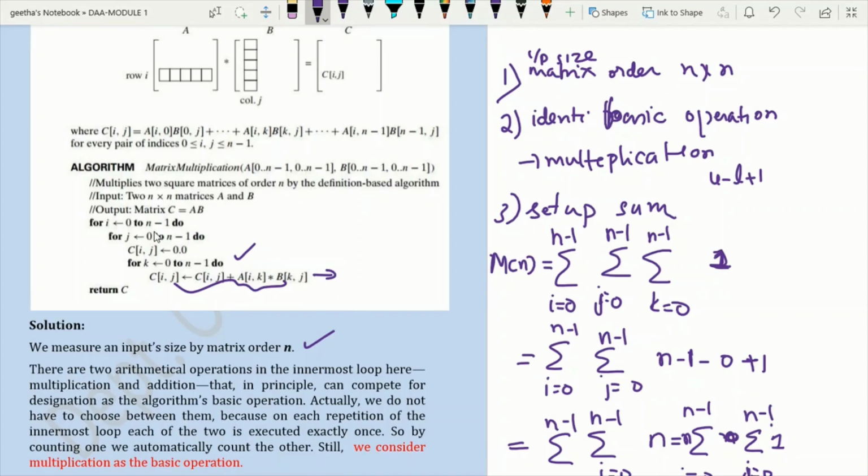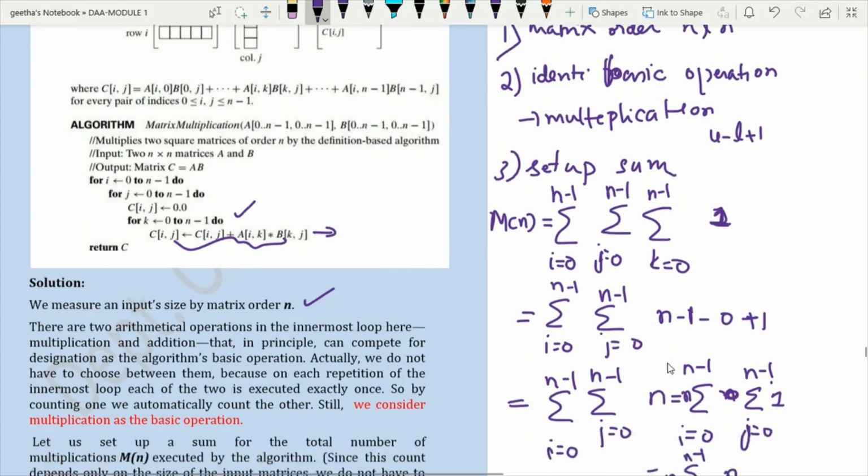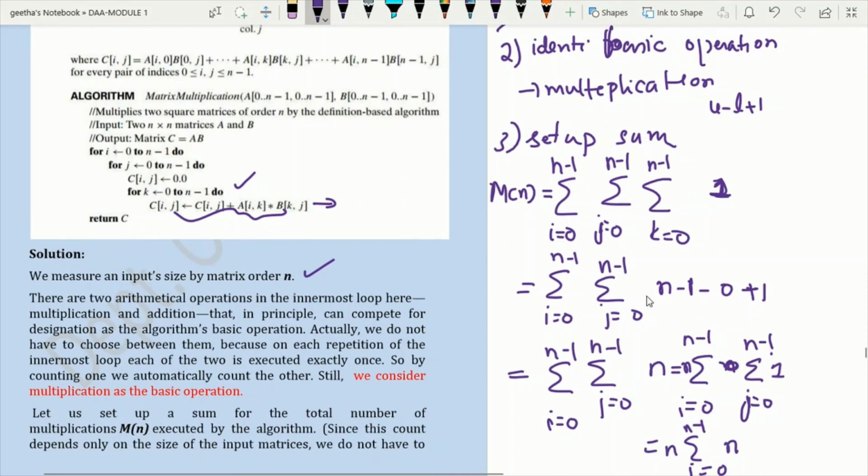One loop is i equal to 0 to n minus 1, the next loop is j equal to 0 to n minus 1, and the third loop is k equal to 0 to n minus 1. At a time this will execute once. So summation i equal to 0 to n minus 1, j equal to 0 to n minus 1, k equal to 0 to n minus 1 of 1. Next, if we solve the innermost portion, we are going to get n. That n I put out, and finally I get again summation i equal to 0 to n minus 1, summation j equal to 0 to n minus 1 of 1.